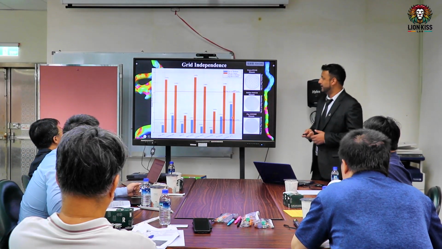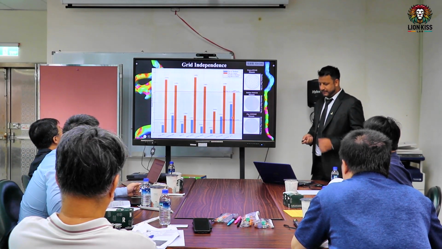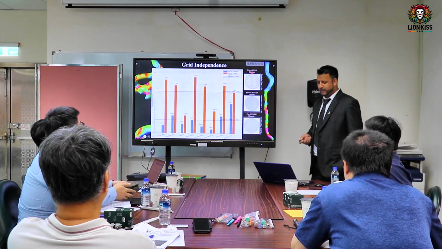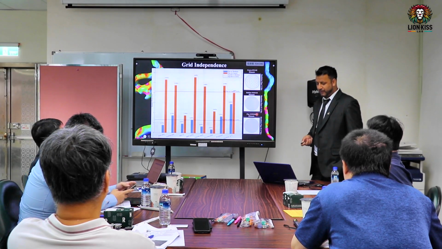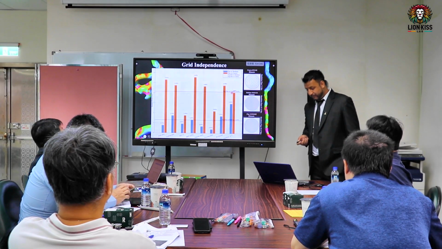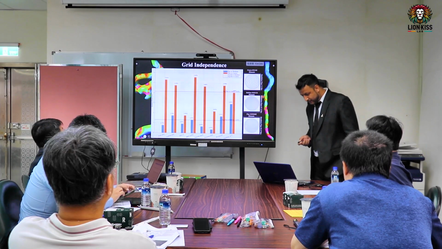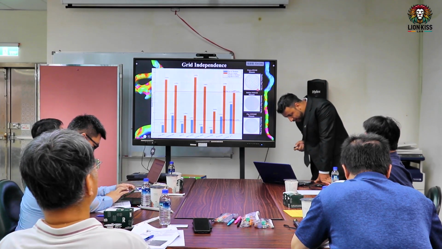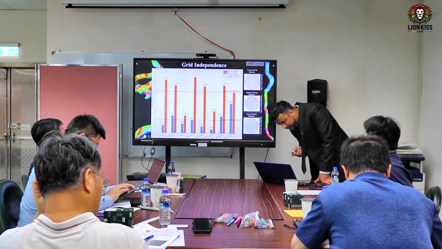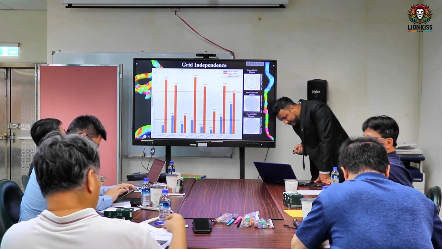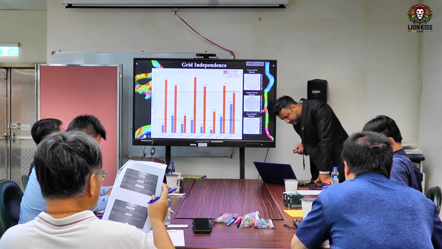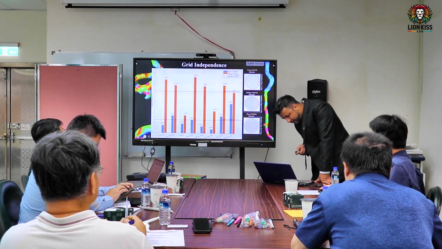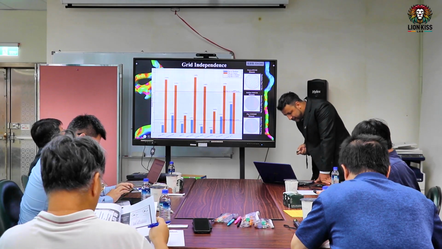So first we do the grid independent test, in which we have a coarse mesh, medium mesh and fine mesh. And also we check the simulation time. The simulation time for the coarse is 5.3 hours, the simulation in the medium is 67 hours, and the simulation in the fine is 93 hours.